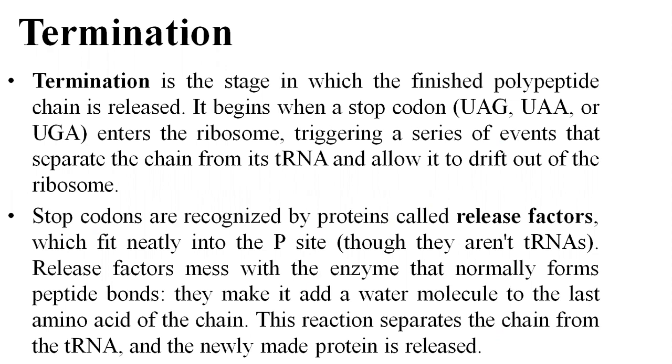So keep this particular process in your mind, because elongation is a very, very elaborate process in this translation cycle. Now let's move on to the termination. Termination is the stage in which the finished polypeptide chain is released. This process occurs when protein synthesis ends, when the ribosome reaches a stop codon, one of three stop codons, that is UAA, UAG and UGA.